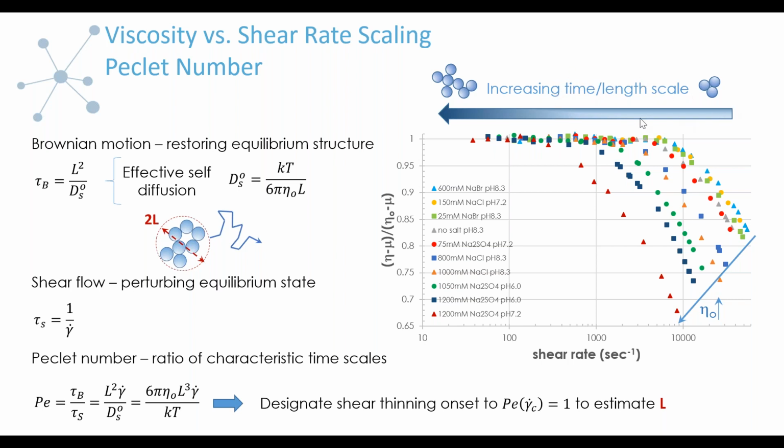But as we move along this arrow, mainly focusing on this onset of shear thinning, we're seeing an increase in this effective time scale or length scale. So this is consistent with the idea that we are going from some small clusters that we're not really sure how large they are to a much larger cluster as we move along this direction. So that's sort of the general qualitative view.